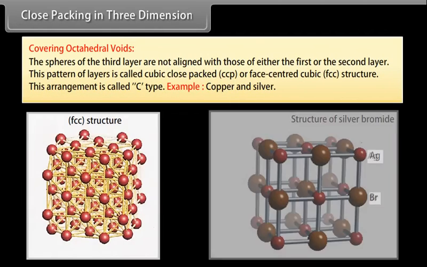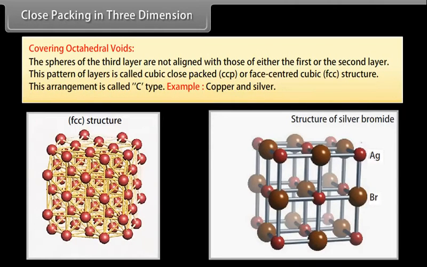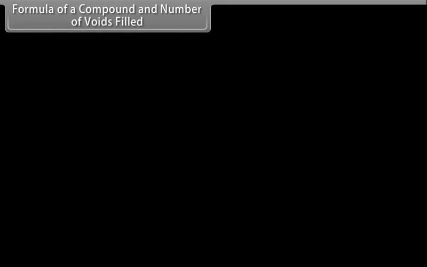2. Covering octahedral voids. The spheres of the third layer are not aligned with those of either the first or the second layer. This pattern of layers is called cubic close-packed CCP or face-centered cubic FCC structure. This arrangement is called ABC type. Example, copper.